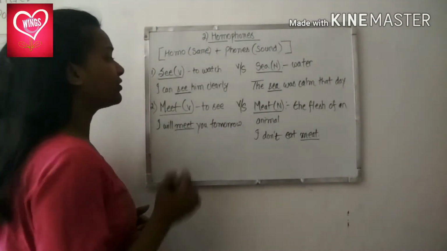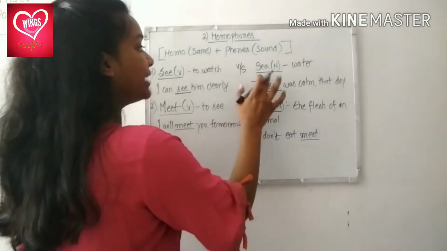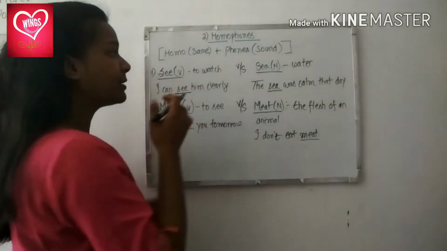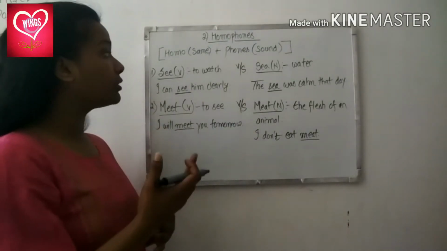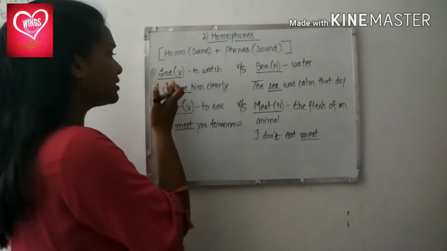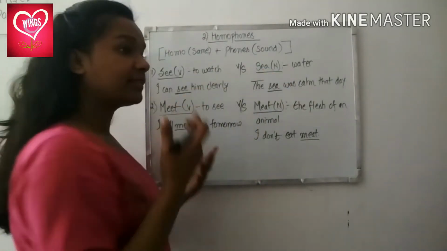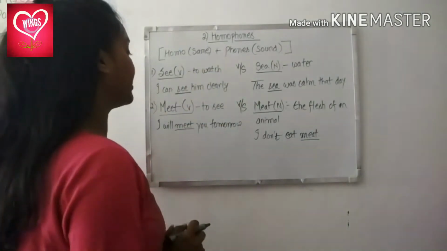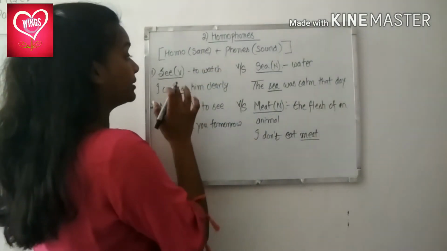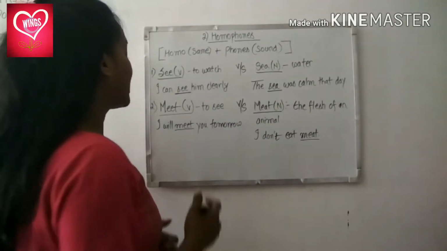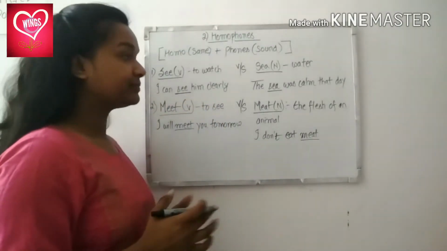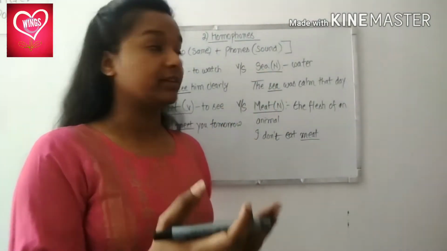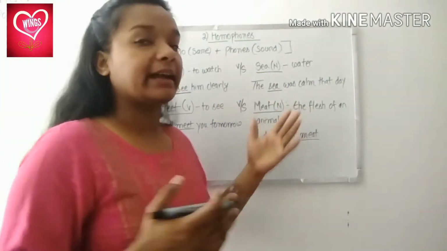So, let's see the first example. See and sea both have different spellings, right? But the pronunciation, the sound, is similar. We call this "see" and this "see". Both pronunciations are the same, but the meanings are different. The first see is a verb, that means to watch. I can see him clearly, right? The second sea is a noun, that means water. The sea was calm that day.